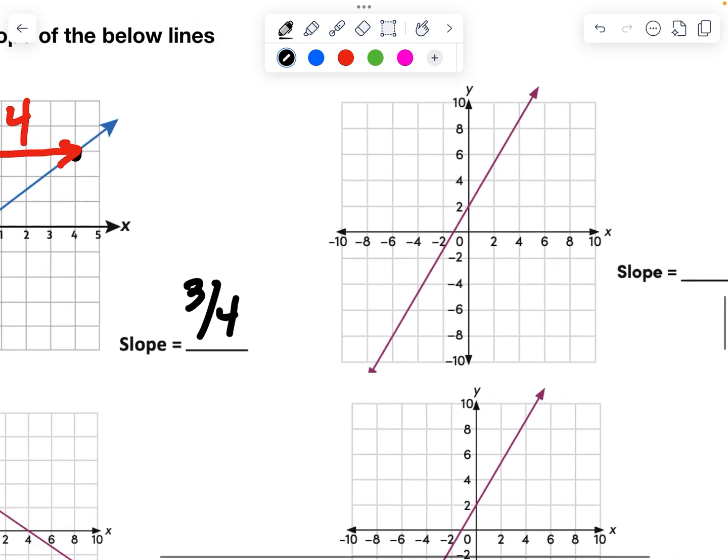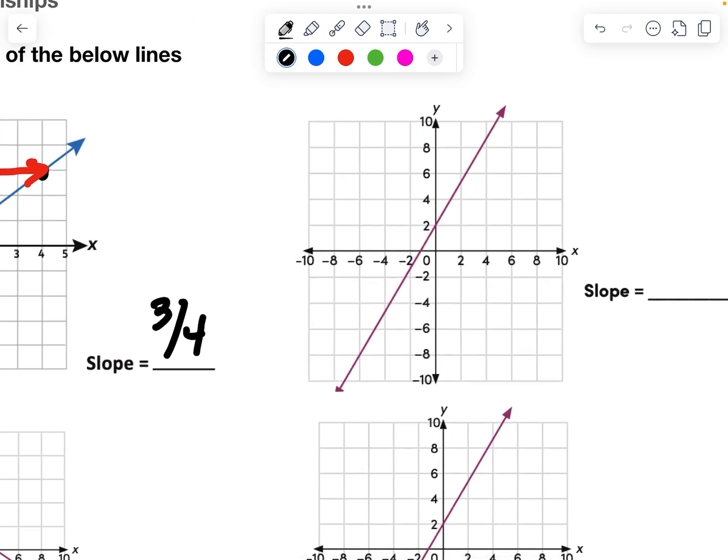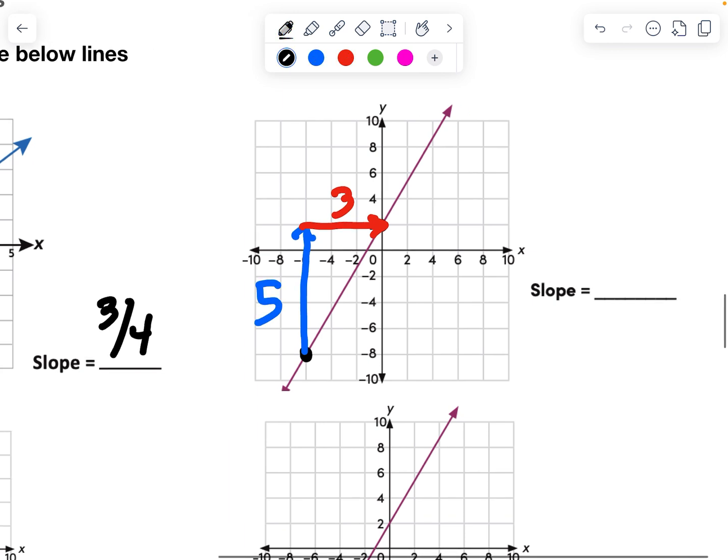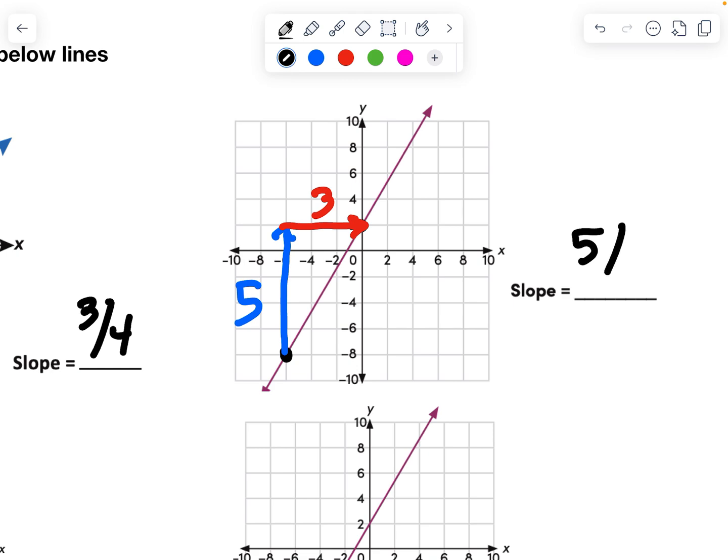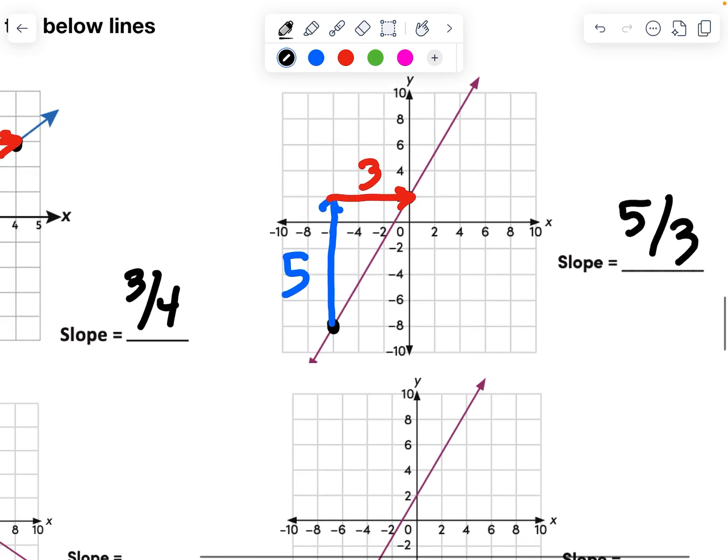All right, moving to the side. Again, we don't have pretty points. That's okay. There's one there, and I see one here. Those are nice looking points that go through the grid well. So we're going to go up, we're going to go over. Now I need to start counting. That's 3 units to the right and 1, 2, 3, 4, 5 units up. The number that goes on top is the change in y, 5/3.